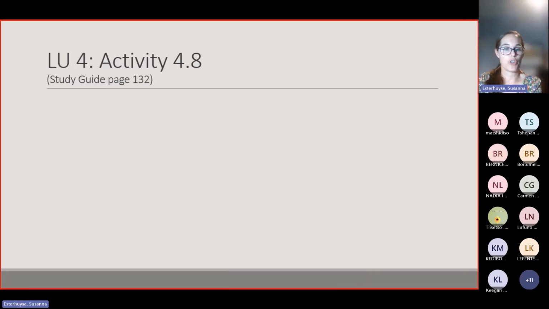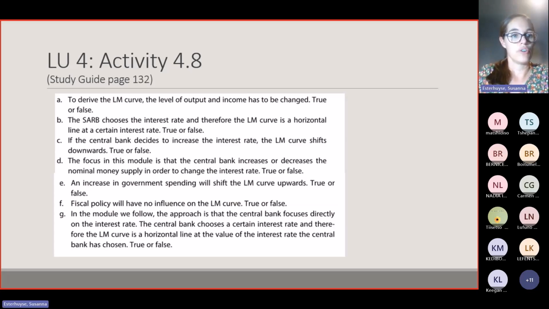Okay, so let's move on to some activities on the LM curve. On page 132 of the study guide, there are questions from activity 4.8. So let's move through all of them. The first one is to derive the LM curve. The level of output and income has to be changed, true or false.